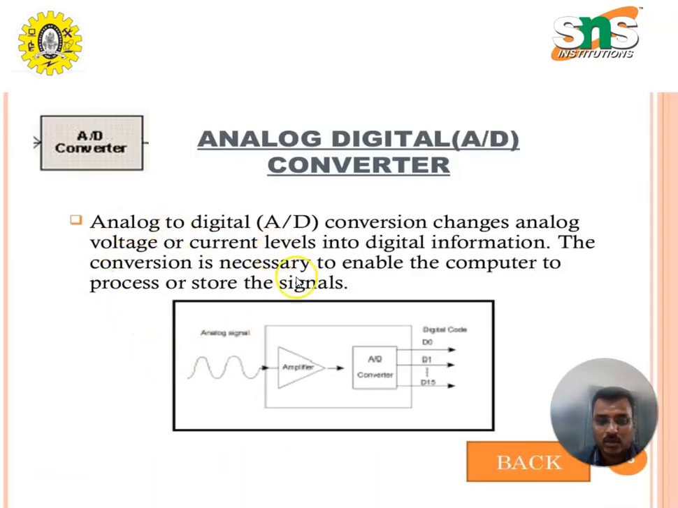This is the block diagram: the analog signal is amplified and converted by the analog to digital converter, and the digital code is sent to the computer system.